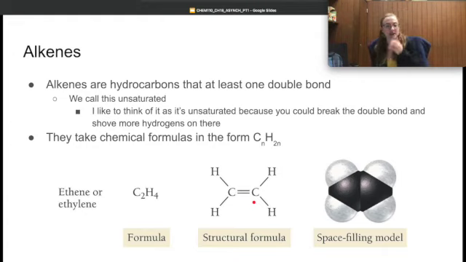So alkenes are hydrocarbons that have at least one double bond. Here you can see the most simple alkene you could have. This is ethene, or ethylene, which you may have heard of before. Ethylene is just an older naming scheme. However, ethene is the name we will be using in class.